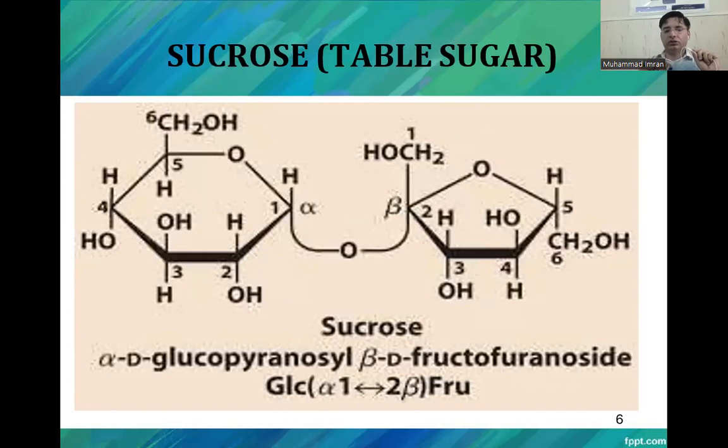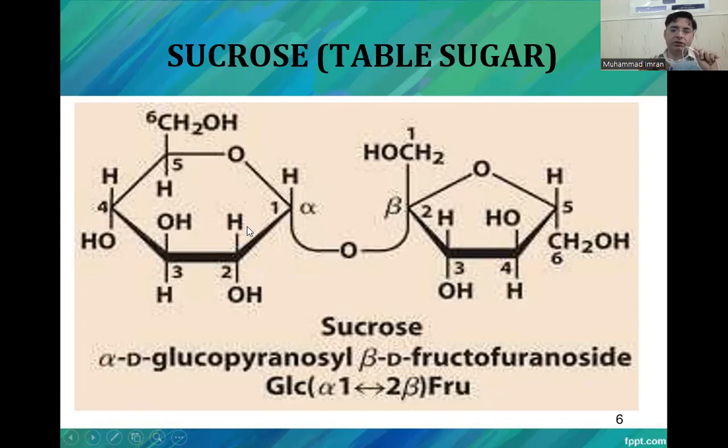Sucrose, which is also known as table sugar, invert sugar, and cane sugar. So it has three names. The orientation of glucose is alpha, but the orientation of fructose is beta in table sugar. That's why it is known as alpha D glucopyranosyl, beta D fructofuranoside. Why is it known as fructofuranoside? Because it has a 5 member ring: 1, 2, 3, 4, 5. It has 5 members in the ring.